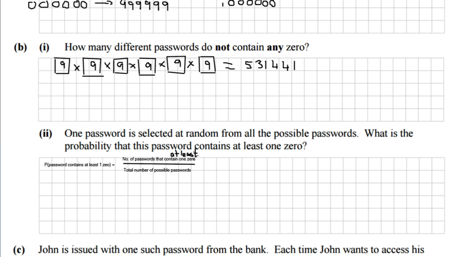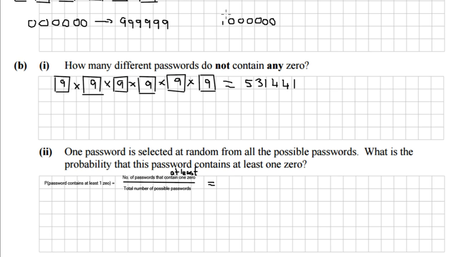So the number of passwords that contain at least one 0 is going to be the difference between the number that don't contain any zero and the total number possible. So it's going to be 1 million, take away the number that do not contain any zeros whatsoever, 531,441, divided by the total number, which is just 1 million.